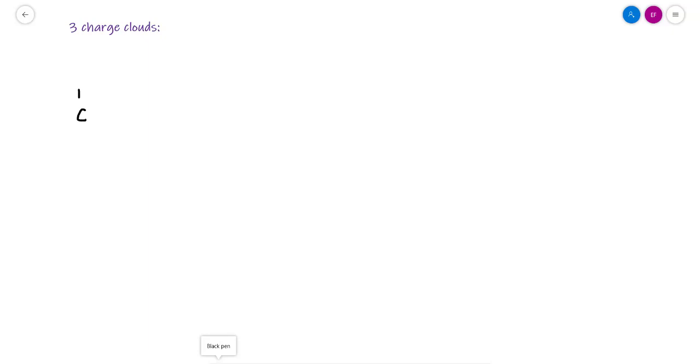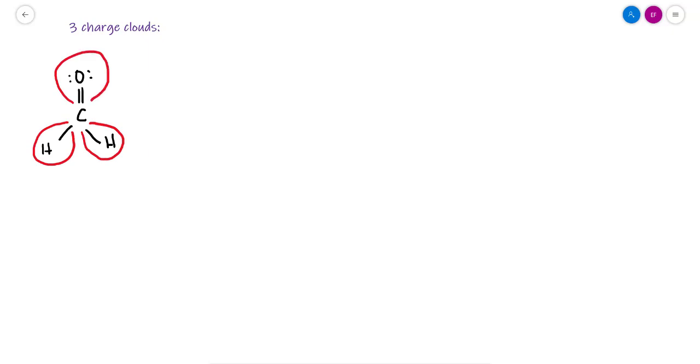So the Lewis structure looks something like this. We'd drawn this in a previous video. So we've got that as the Lewis structure. We have three charge clouds around the carbon, right? We have one here for the single bond, one here for the single bond, and one here for the single bond. So those are three balloons.